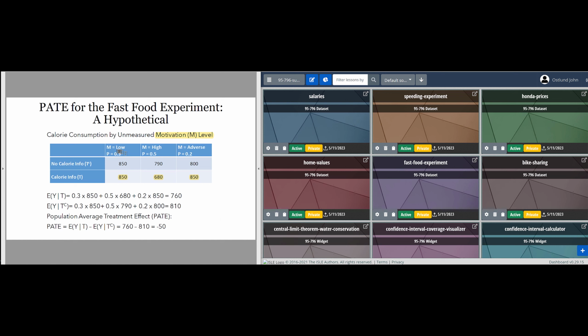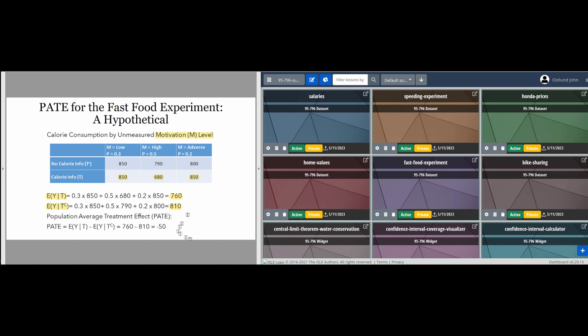All right, so if we assume that these probabilities here make some sense, that we've got 0.3 with low motivation, 0.5 with high motivation, and 0.2 adversely motivated, then the expected value of the consumption of calories given calorie information computes out to 760 calories. The expected value of calories consumption given that people were left alone and not provided with calorie information, the control group, computes out to 810 calories on average.